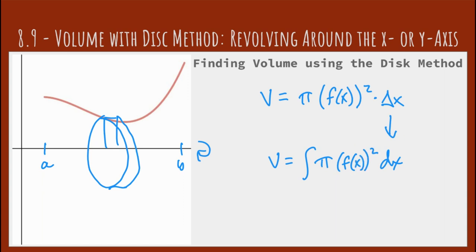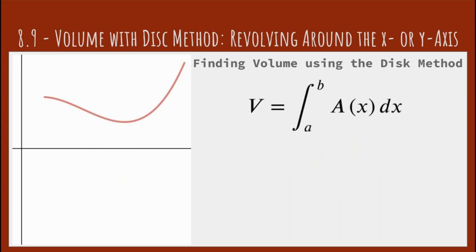Now, I'm going to write this a little bit more generally here. First of all, let me add in my limits. And I'm going to put r of x here, because in some situations, if we're revolving around a horizontal axis, but it's not the x-axis, then we can find that radius as a function of x, but it's not necessarily going to be the function itself. If we are revolving around the x-axis, though, that radius is just going to be the function.